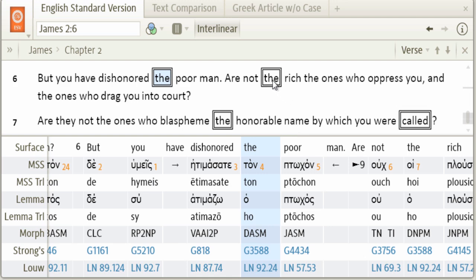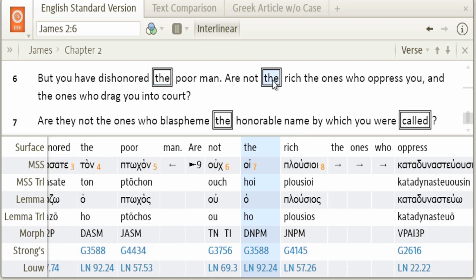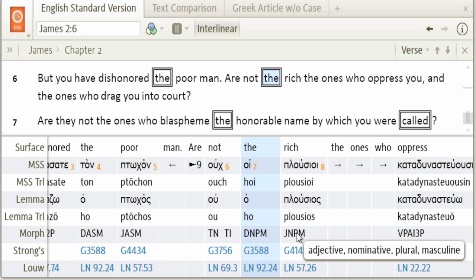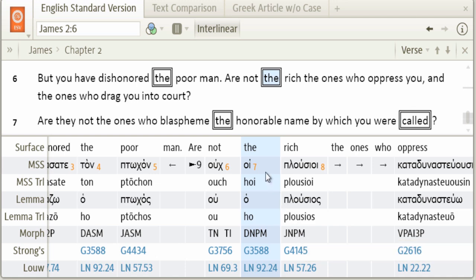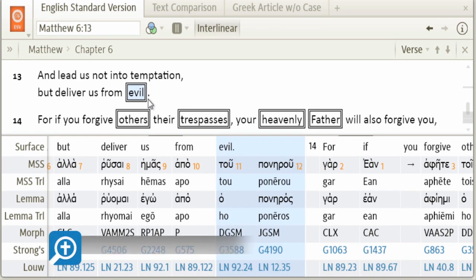And it's the same thing over here in this sentence. According to the morphology here, we have an adjective, but because of the presence of the article included here, this adjective has now been turned into a noun. Let's take a look at another illustration. Here in Matthew 6:13 is an example where an adjective is made a substantive by the presence of the article.